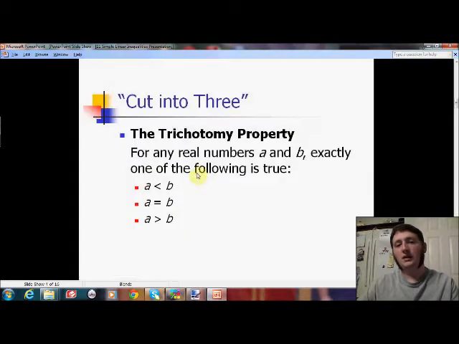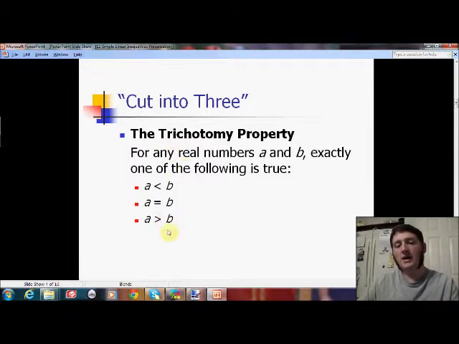We need to start with one of the big ideas of inequality, something called the trichotomy property, that says that for any two real numbers, they can be compared in one of exactly 3 ways. In other words, for any two numbers, one of the numbers is less than the other, they're equal, or the number you're thinking of as the first number was actually greater than the second number. And so trichotomy literally means to cut into 3.